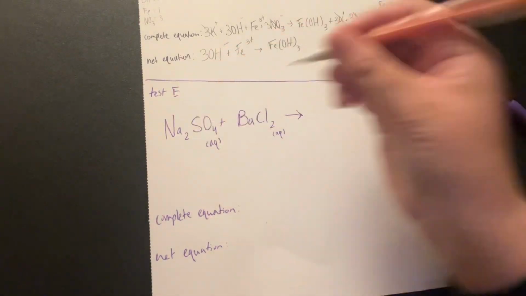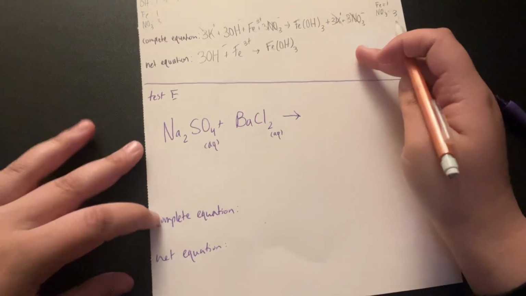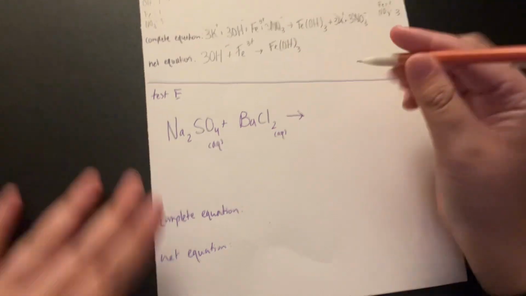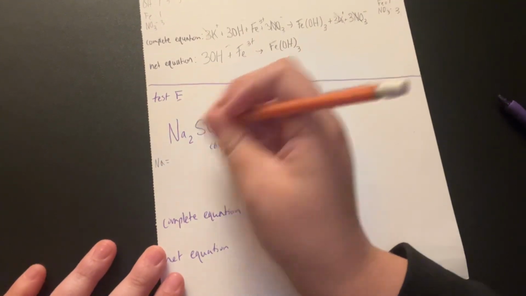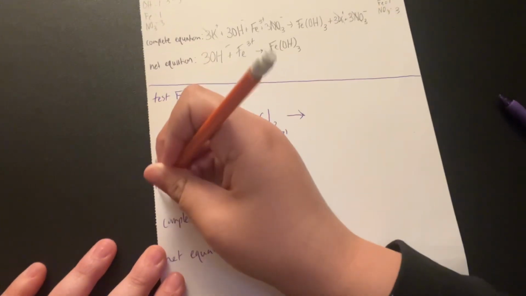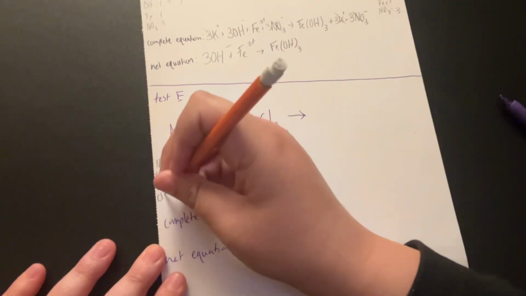Actually, yeah. So first, like I always tell you guys to do, you're going to want to write out each one on the side here. So again, you can write down how many of each is on each side of the equation. So in this case, Na, sodium, SO4, sulfate, barium, and chloride.